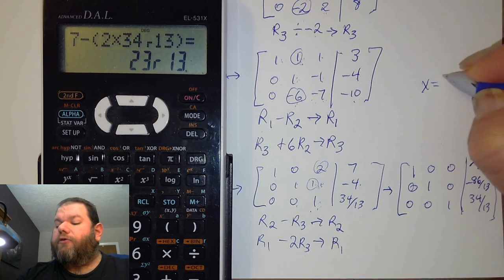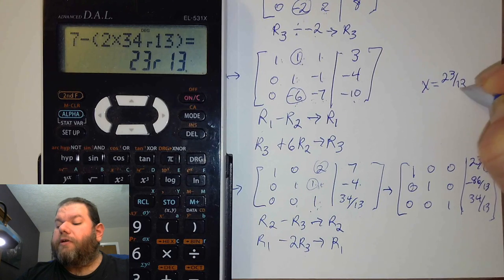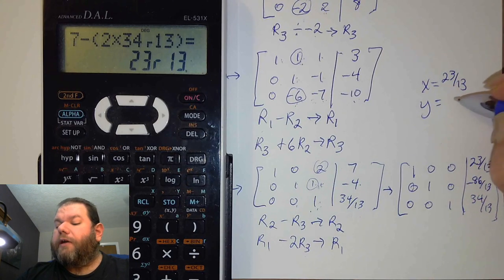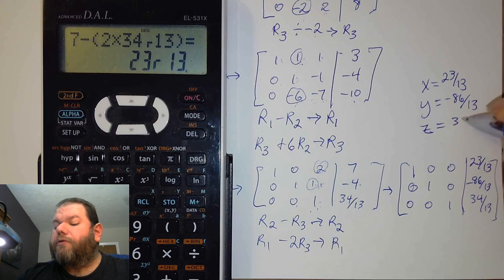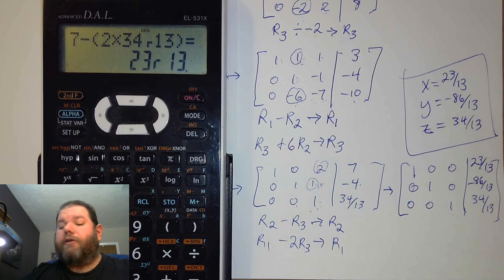So x equals 23 over 13, y equals negative 86 over 13, and z is equal to 34 over 13. Granted, this would be much easier if we had gotten whole number answers, but that's what we end up with.